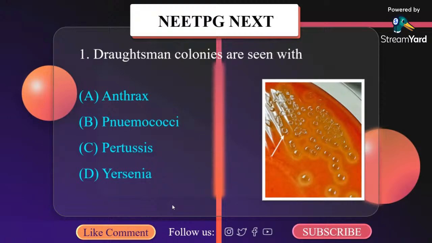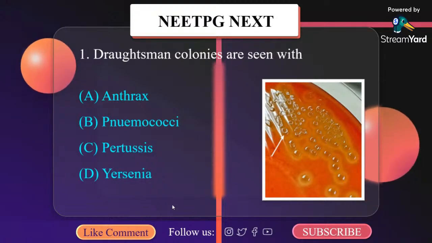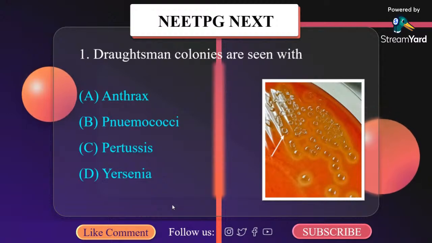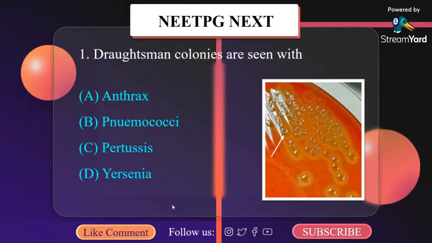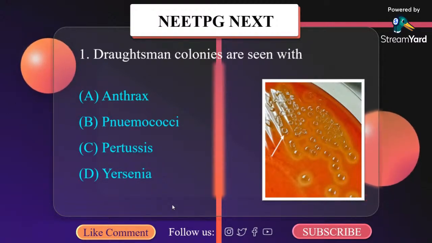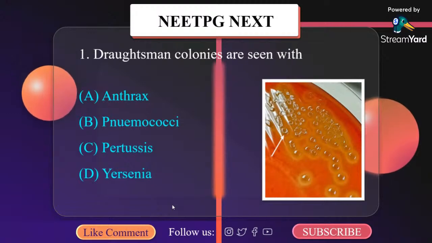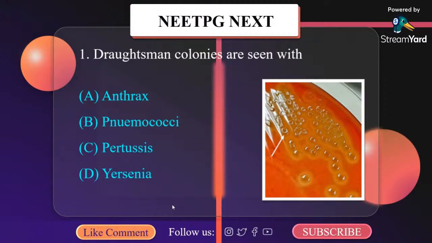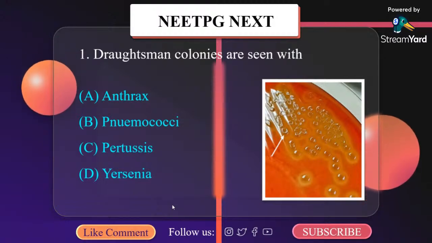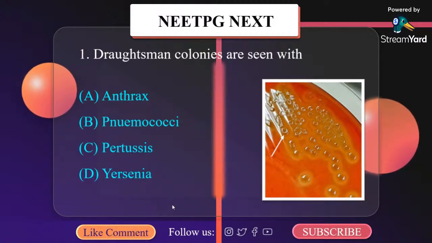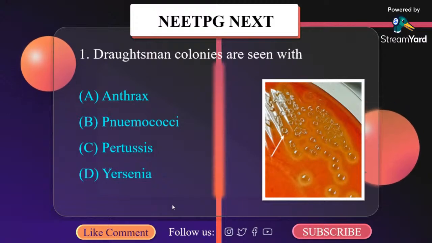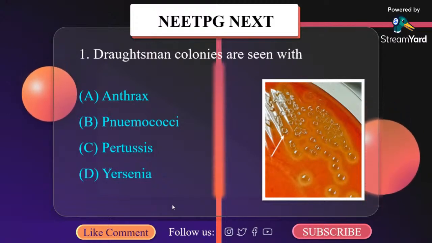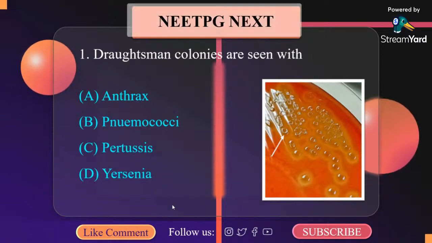Why this pattern? What is the reason for this pattern? Well, this is due to alpha hemolysis. On further incubation, they become flat with raised edges and central umbonation, like a carom coin. This is known as a Draughtsman or carom coin appearance. It is seen in pneumococci. So the correct answer here is pneumococci.